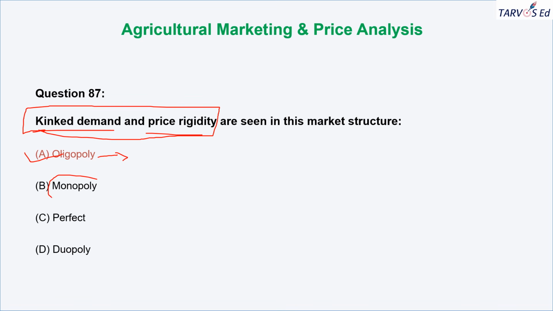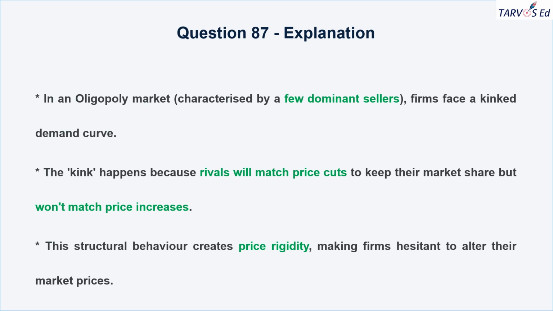So in case of monopoly, there is only a single seller and the price will be higher, and the price will be fixed above the production cost. And perfect competition is the market where the buyer and seller will have an exact knowledge. There will be more number of sellers. Duopoly, it is the simplest form of oligopoly where you can see only 2 sellers. So this is the explanation.